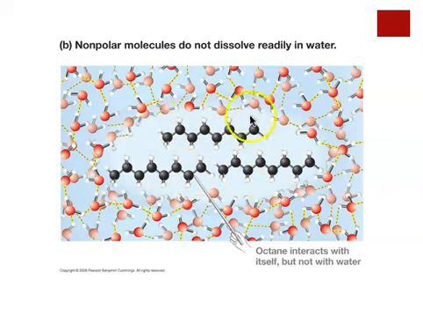So this non-polar molecule is sitting in a watery environment. And what's happening is it's being completely isolated from the water molecules. There's no interaction going on. It'll interact with itself. The individual hydrocarbons will be attracted to each other with van der Waals interactions, but completely isolated from the water.